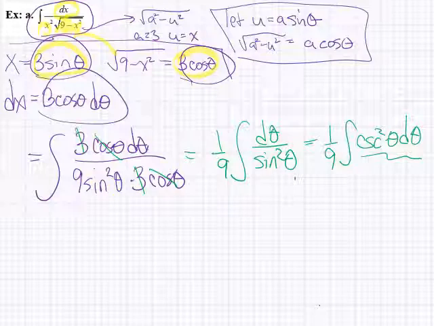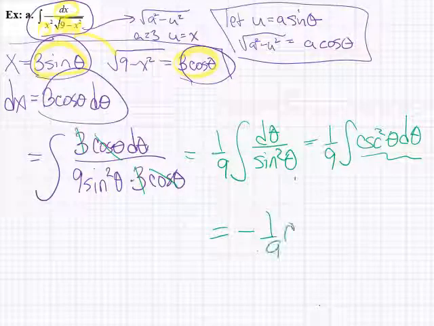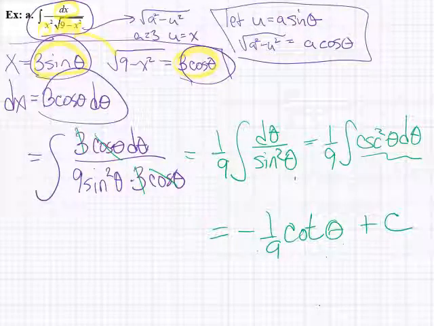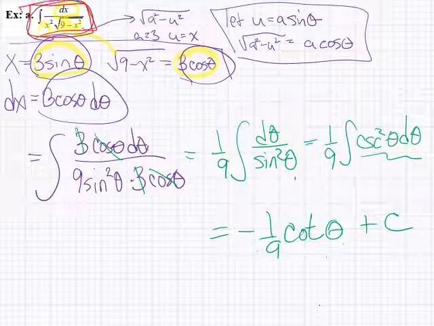So we all know that the answer is negative cotangent, so this would be negative 1/9 cotangent theta plus c. Problem is, that's not it. We're not done. I mean, that's the answer for now. But think about it. We did a substitution. Whenever you do a substitution, you need to go back to the original variable, right?